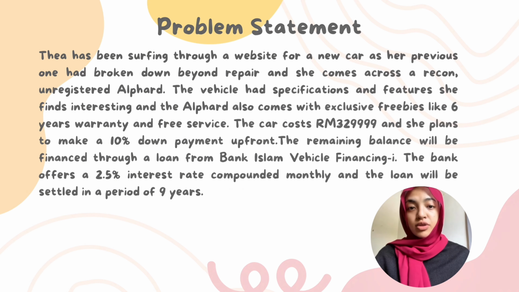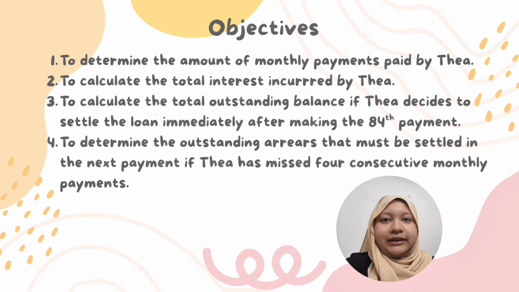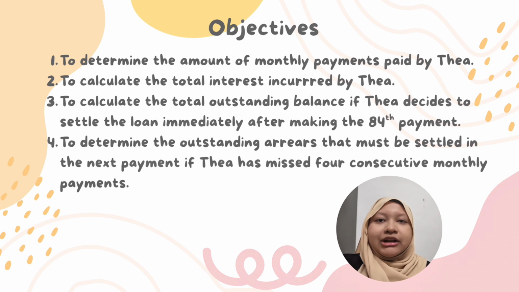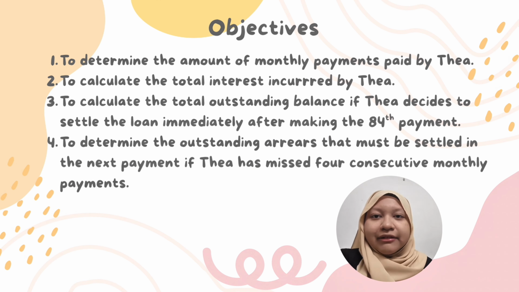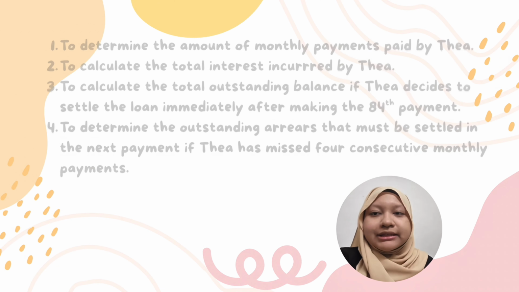The remaining balance will be financed through a loan from Bank Islam Vehicle Financing I. The bank offers a 2.5% interest rate compounded monthly, and the loan will be settled in a period of 9 years. The first objective is to determine the amount of monthly payments paid by Tia. The second objective is to calculate the total interest incurred by Tia. The third objective is to calculate the total outstanding balance if Tia decides to settle the loan immediately after making the 84th payment. Fourth is to determine the outstanding arrears that must be settled in the next payment if Tia has missed 4 consecutive monthly payments.